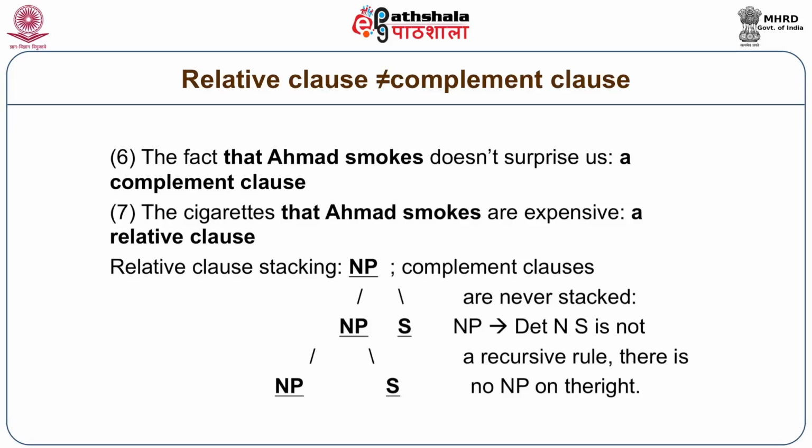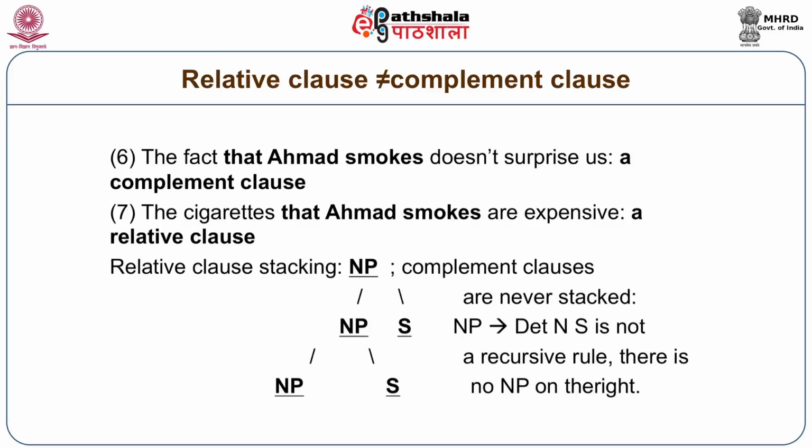The contrast is between 6, where there is a complement clause, and 7, example 7, the cigarettes that Ahmed smokes are expensive, where that Ahmed smokes is a relative clause. This is a minimal pair. Notice that the complement clause is the string of 3 words that Ahmed smokes. The relative clause is exactly the same string of 3 words that Ahmed smokes, but the two are syntactically quite different.